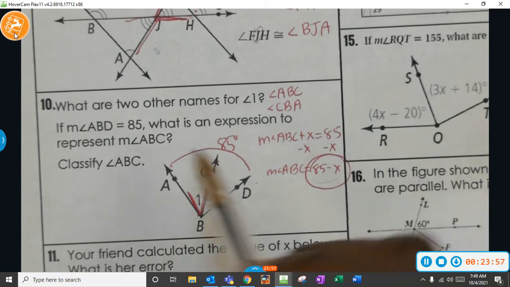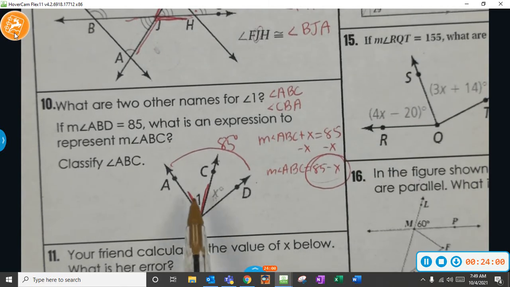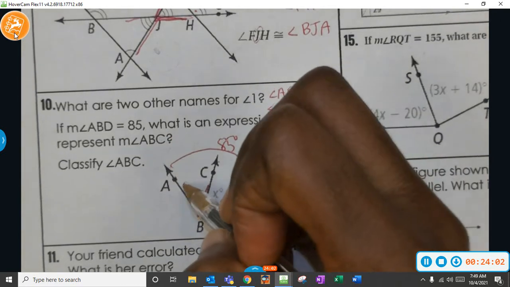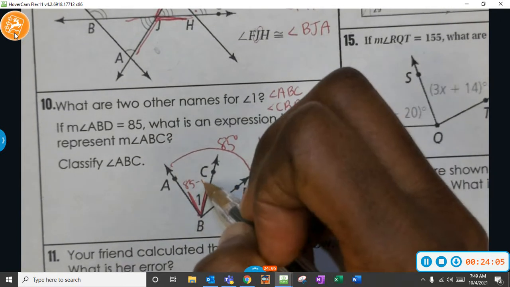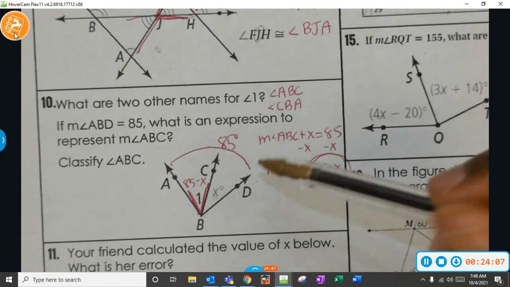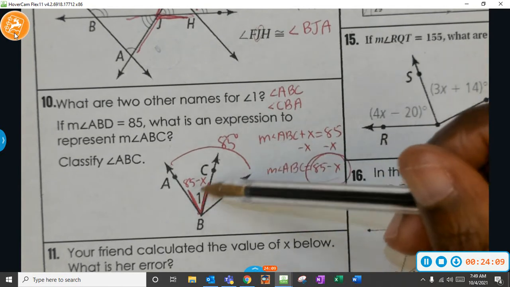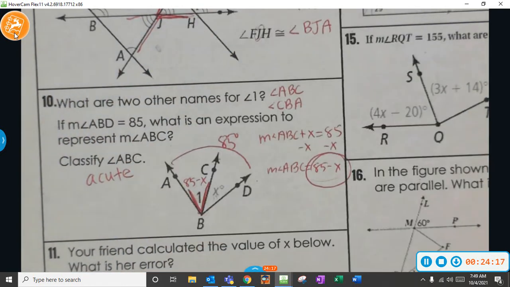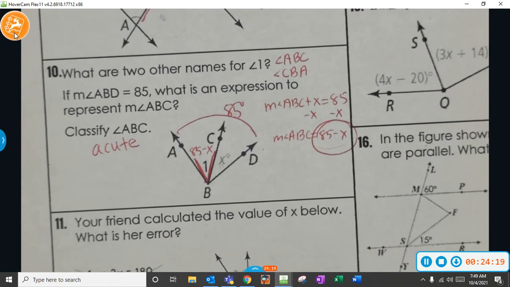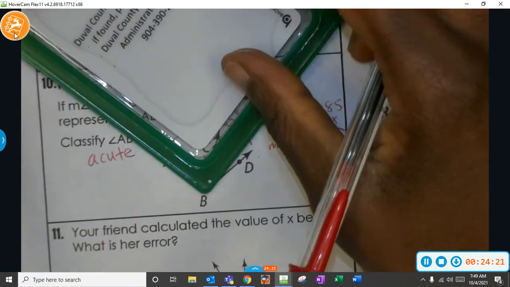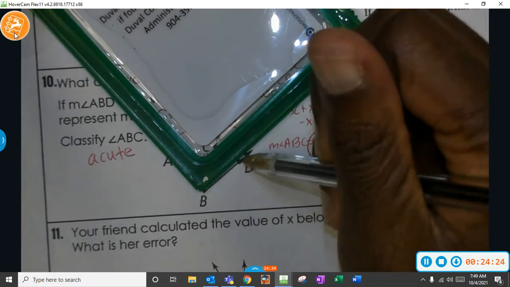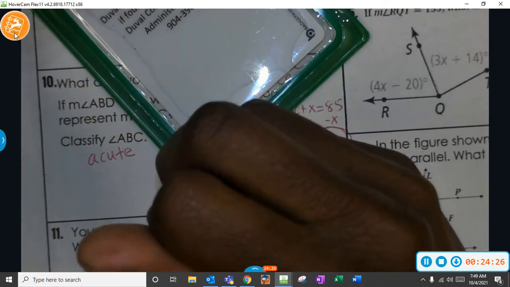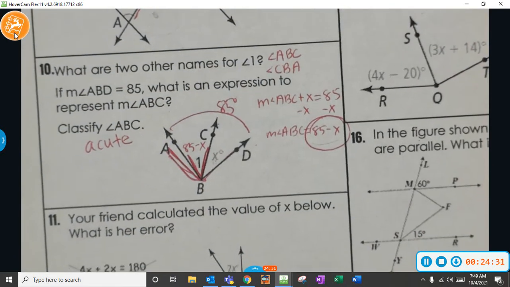So that would be the expression for this angle. This angle is 85 degrees minus this amount. You don't have to show all that, but you can just say, to get this angle, I would do 85 minus whatever this one is. And then classifying ABC, this is acute. It's less than 90. Remember, 90 would be like a corner of a sheet of paper or an ID, so it's less than 90.